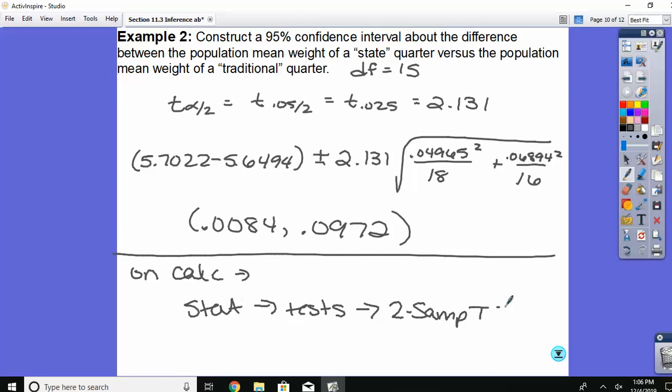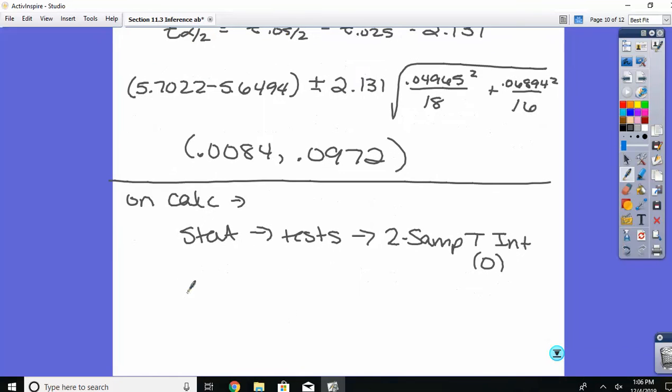What's our C? 0.95. So that is 0, I believe, on your list. So if you go into that, we're basing it off data. Make sure your list 1 is L1, list 2 is L2. Frequency is 1. Confidence level, we're at 0.95. Do not do pooled. So pooled is no, and then calculate. And it gives me slightly different because of rounding error. But they're pretty close.